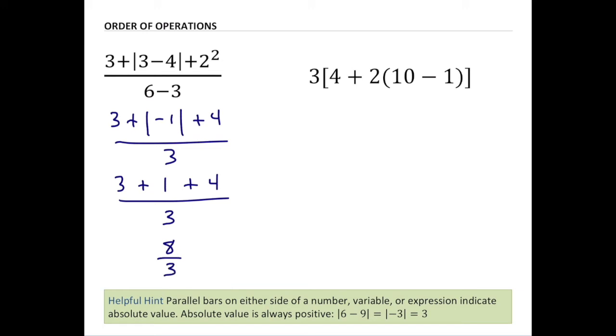And that is an improper fraction, so we need to write it as a mixed number. Well, 3 goes into 8 2 times with 2 left over, so it's 2 2/3.